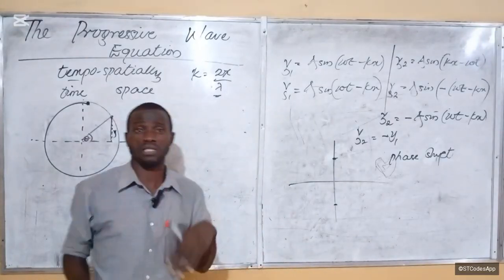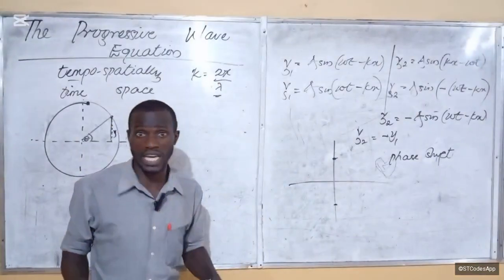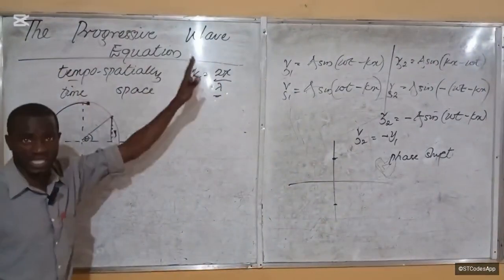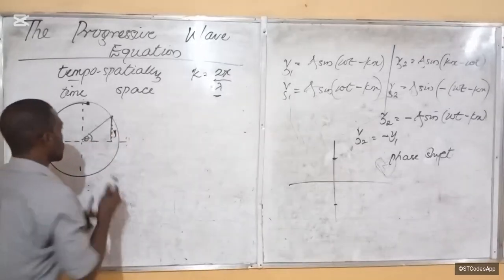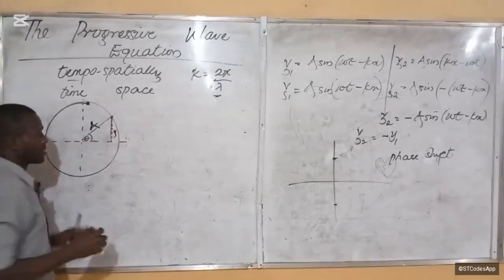You know the amplitude is defined as the maximum upward or downward displacement. So this cannot go more than that, and it cannot go less than that. So this is going to be my amplitude. Does that make sense? All right.